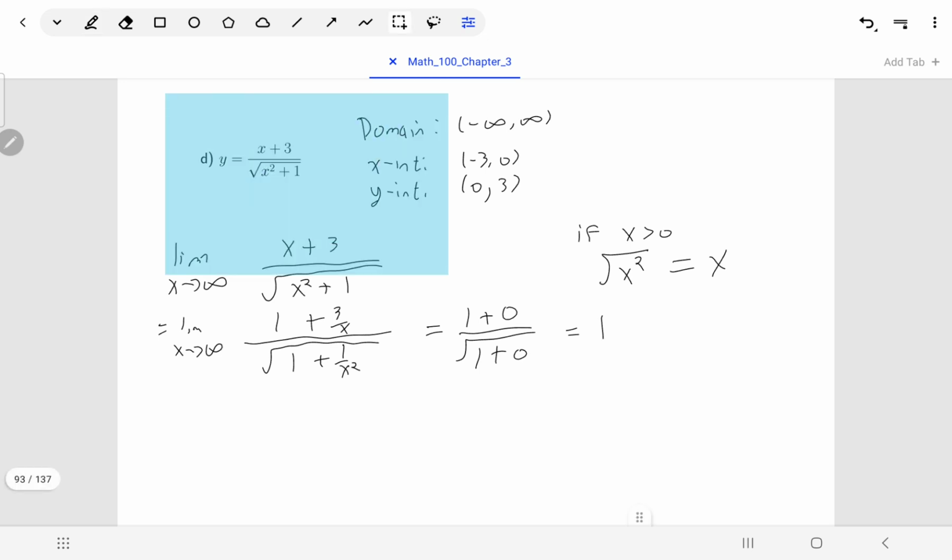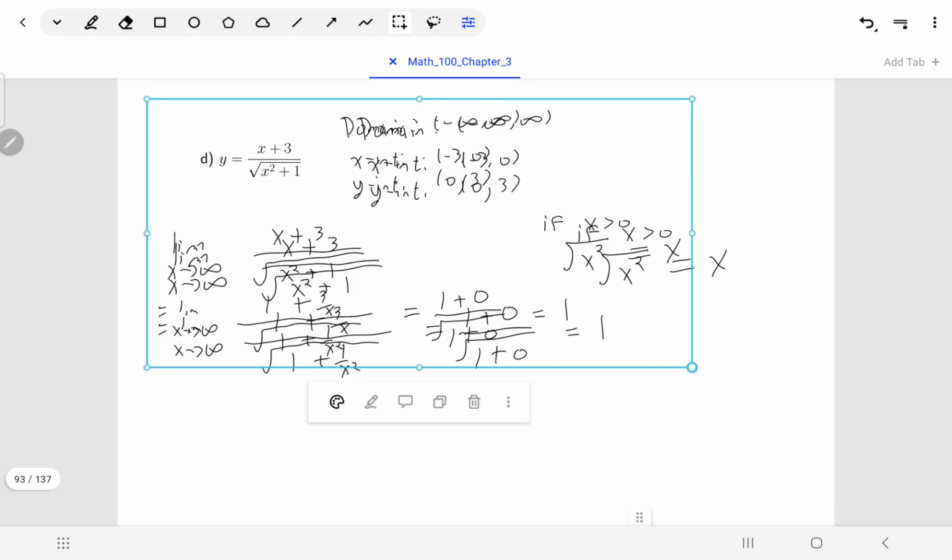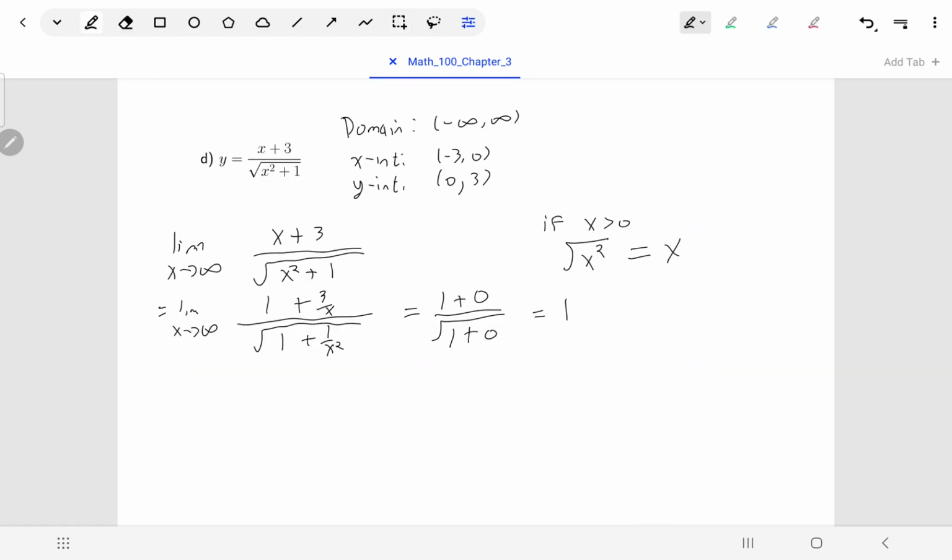And if I do the same sort of thing on the left side, what happens if x is approaching negative infinity? For that one, I'd remind myself that if x is less than 0, then if you had x and you squared it, then square rooted it, you have changed the sign.